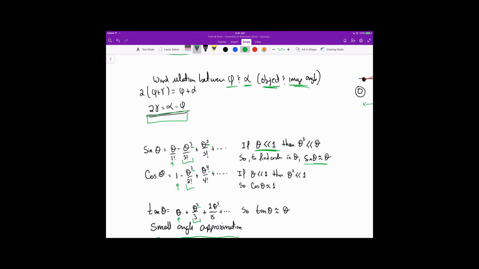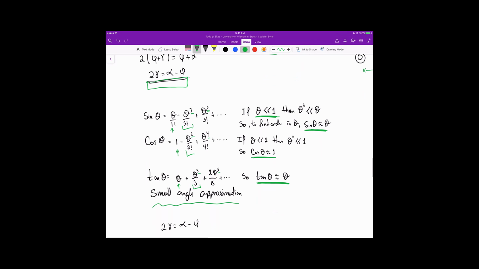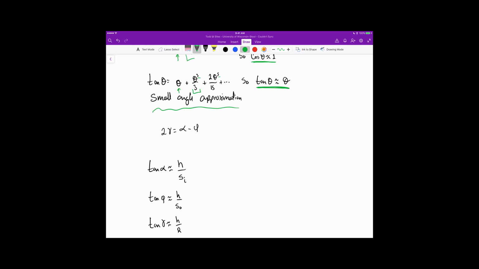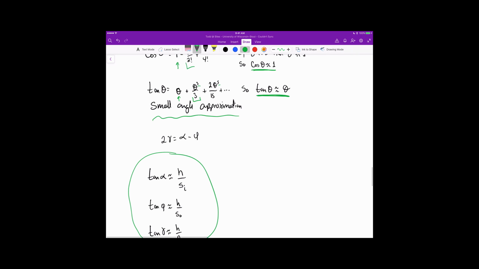And so sine of theta is approximately theta, cosine theta is approximately 1, and tangent theta is approximately theta. This is the small angle approximation. This is used quite a bit in physics, and so understanding where this came from is crucial. You'll see it again and again and again. So using that small angle approximation, what we're going to do is use some of the lengths in our diagram to make some relationships here. In particular, we're going to need these relationships here, and I'll show you where those terms are coming from.